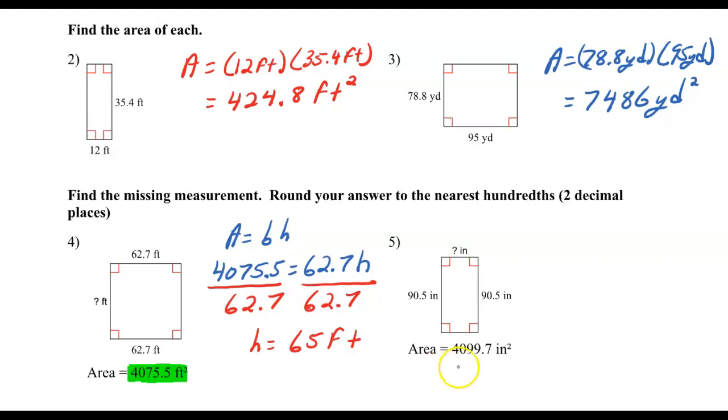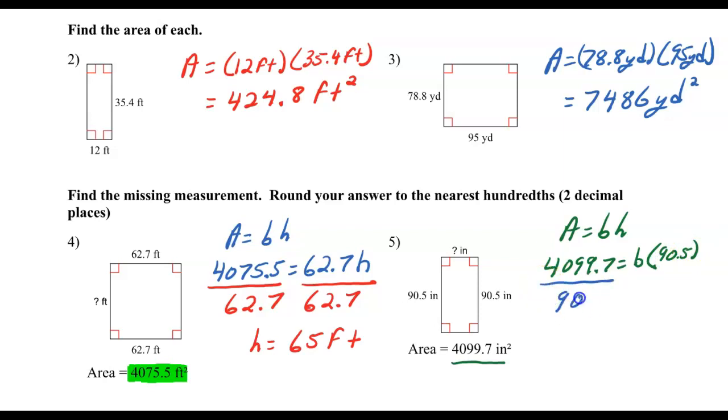Likewise, for problem number 5, we're told the area. So the area is base times height. So 4,099.7 is equal to the base times the height 90.5. We'll divide both sides by 90.5. Doing that on our calculator, we'll get the base to be approximately 45.3 inches.